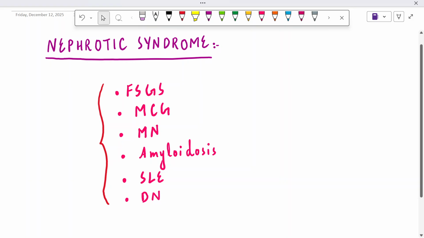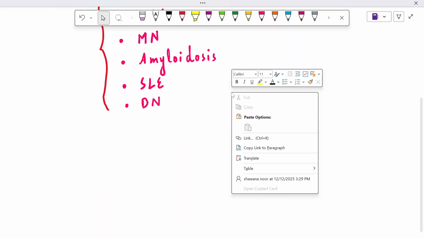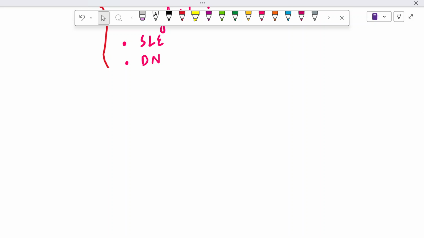In today's lecture, we are not going to discuss these details, but we will start with the introduction of nephrotic syndrome. What is nephrotic syndrome? What are the essentials to diagnose nephrotic syndrome, etc.